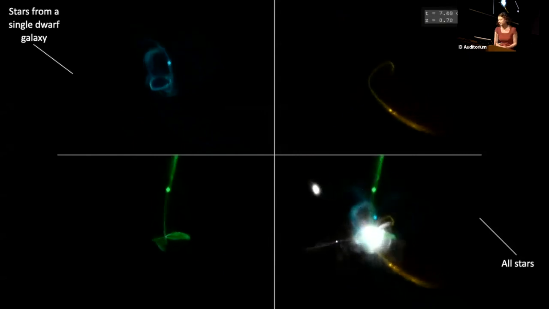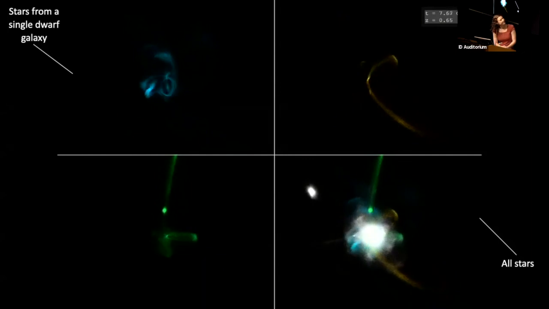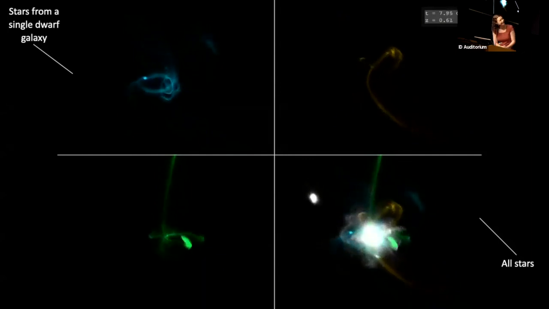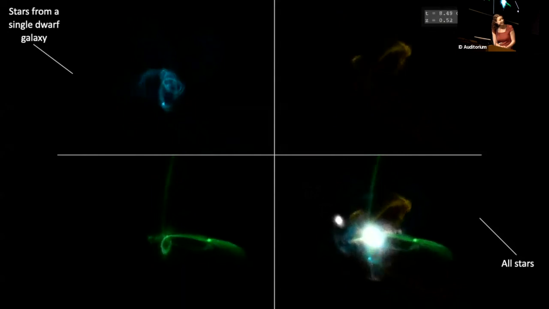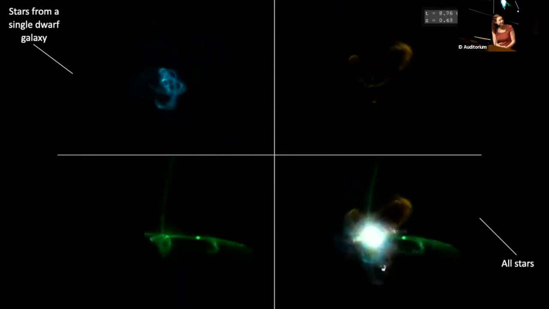Okay, I've got to say that blue galaxy in particular has a pretty intriguing tidal stream structure. There's something torquing that system.